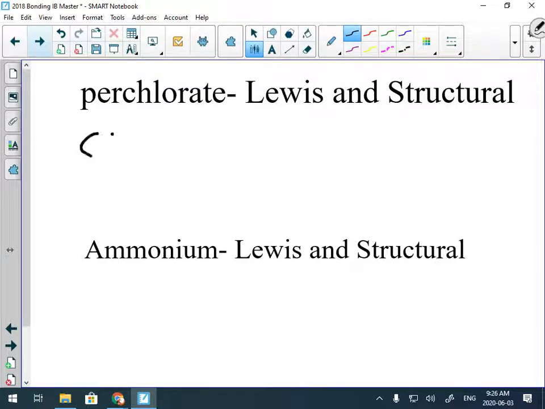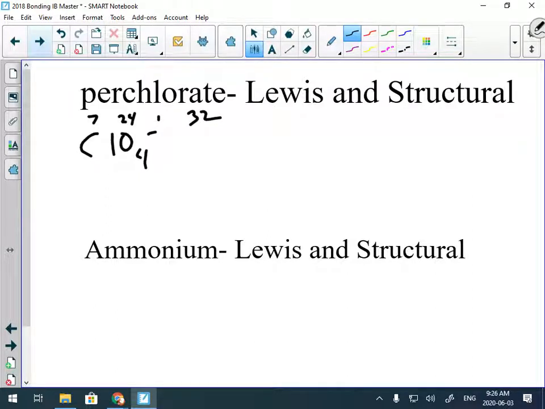Okay. So the perchlorate ion, just to make sure I get this right: chlorate, perchlorate, yep. So the perchlorate ion looks like this. And if we add up our valence electrons, chlorine's got 7, oxygen's got 6. There's 4 of those, so that's 24, plus an extra 1. So that's 25, 32 electrons. Okay, so I've got 32 electrons to go.